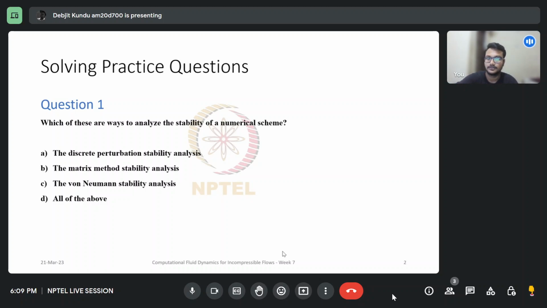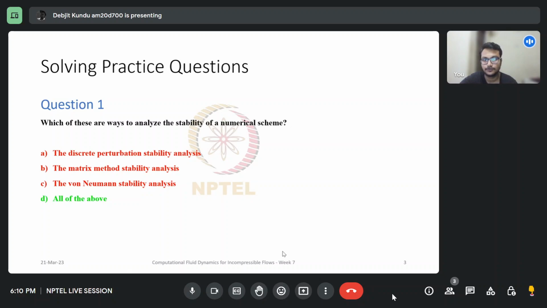Let's have a look at the solution. The solution is indeed all of the above. So the thing is, all the three options given from A to C are different ways of analyzing stability of any given numerical scheme. They might be applicable in different cases. So the discrete perturbation stability analysis, the matrix method stability analysis, as well as the one we actually studied, that is the von Neumann stability analysis, all three of them are different techniques used to analyze the stability of any numerical scheme. Alright, so let's move on to the next question of today's session.